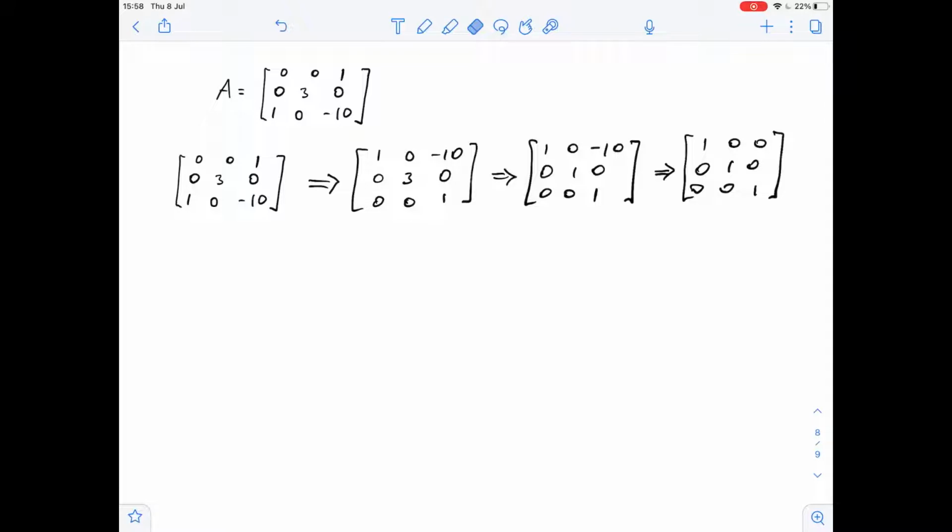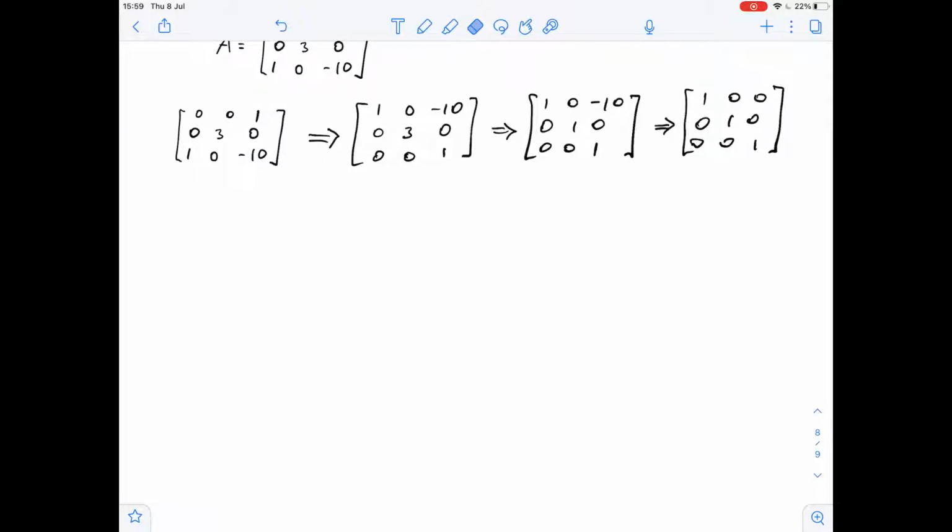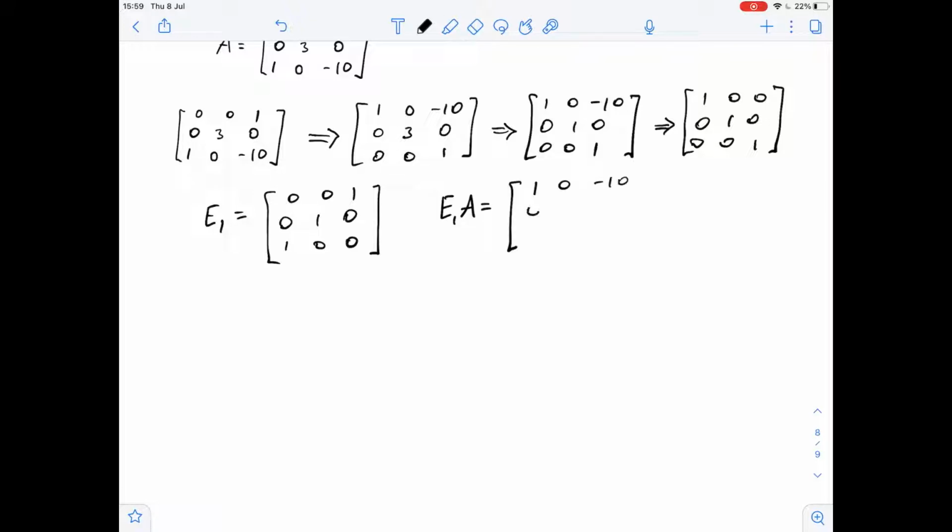So let E1 be the elementary row matrix corresponding to the above row operation. So E1 equals 0, 0, 1, 0, 0, 1, 0, 1, 0, 0. We notice that E1 times A equals 1, 0, negative 10, 0, 3, 0, 0, 0, 1. So the matrix which we got after our first row operation, so this matrix. This means that we have found E1.